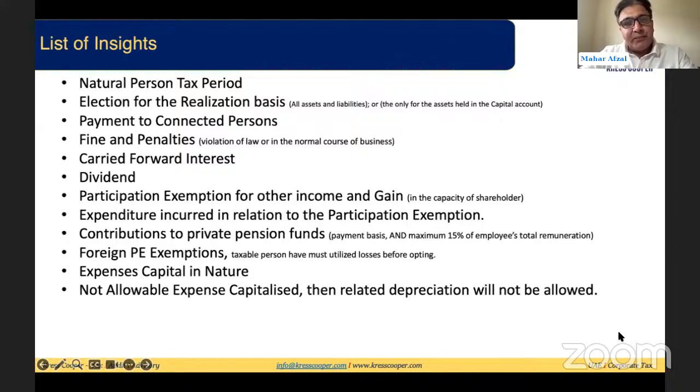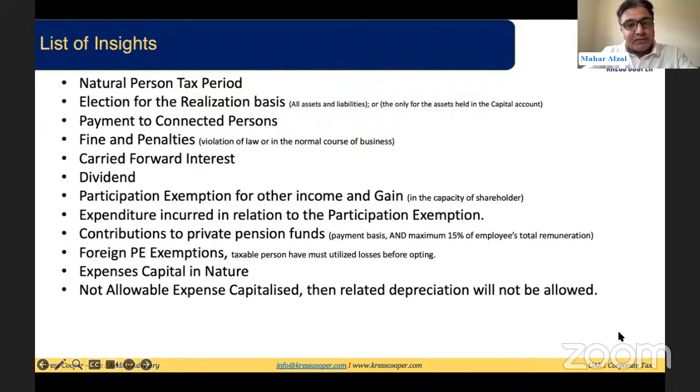Contribution to private pension fund. This is allowable subject to two conditions. It is allowable on a payment basis, maximum 15% of the employee's total remuneration. So if you are not paying, or the amount is more than 15%, in both of the cases, you will not be able to claim. Suppose your total contribution is more than 15%, straightforward, you cannot claim. If the total contribution is less than 15% of the employee's remuneration, then you need to apply another test. And the second test is, have you contributed or not? If you have contributed, then you will be able to claim. If you have not contributed, merely on declaration basis, you will not be able to claim.